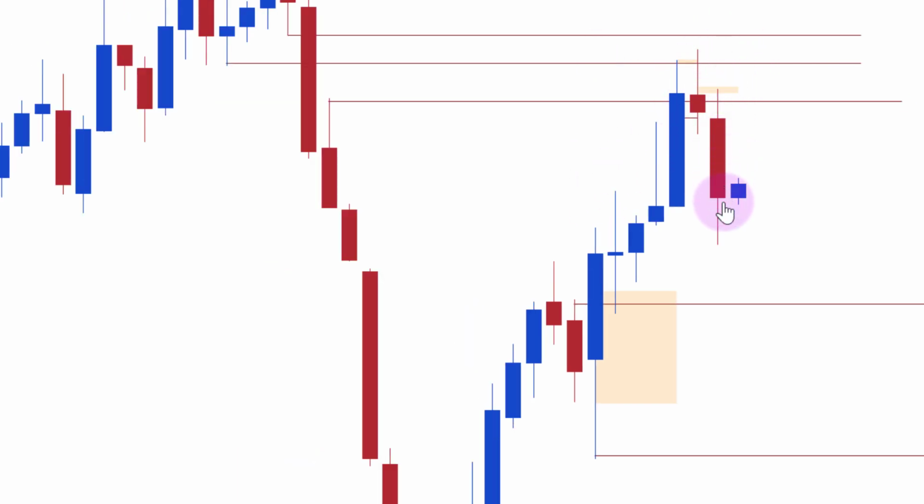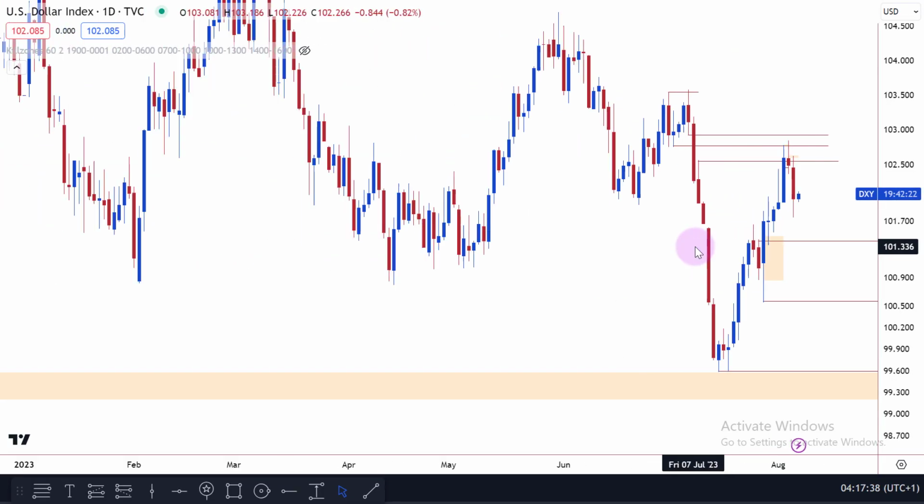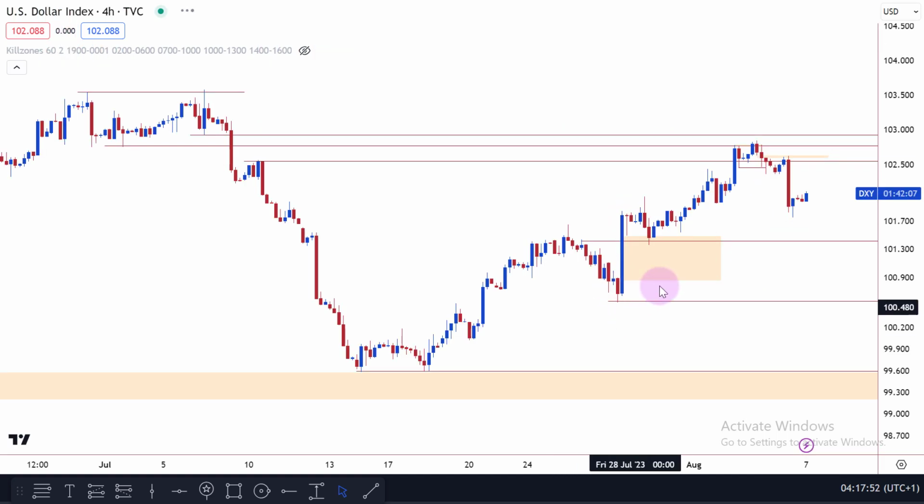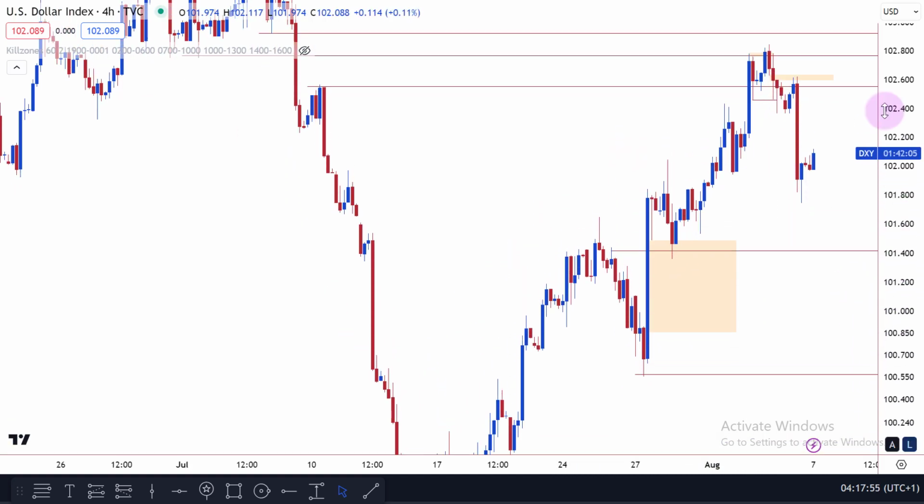Then look at that displacement to the downside. It tells us that there is volume in the market to start delivering to the sell side liquidity pool in this case, because we are in a bearish order flow. All right guys, so let's go to a 4-hour or 1-hour time frame. We are looking to see a clear shift of market structure.